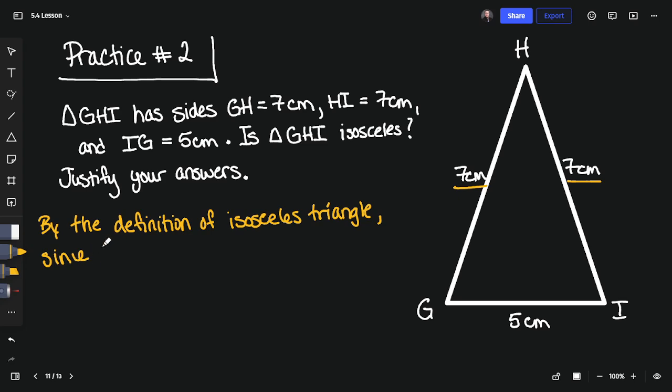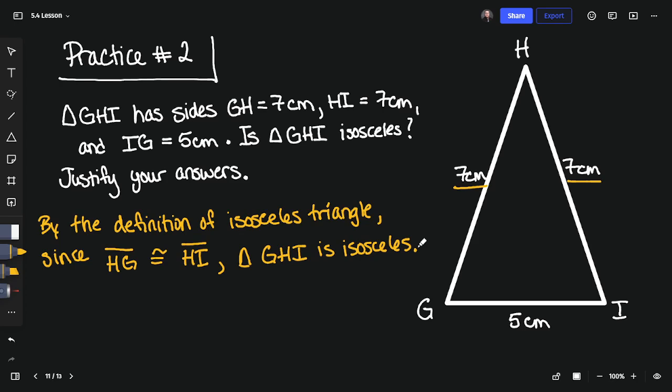since side HG is congruent to side HI, triangle GHI is isosceles. It has at least 2 congruent sides, and by that definition of isosceles triangle, that means that triangle GHI is isosceles. And you could take this one step further to justify your answers.